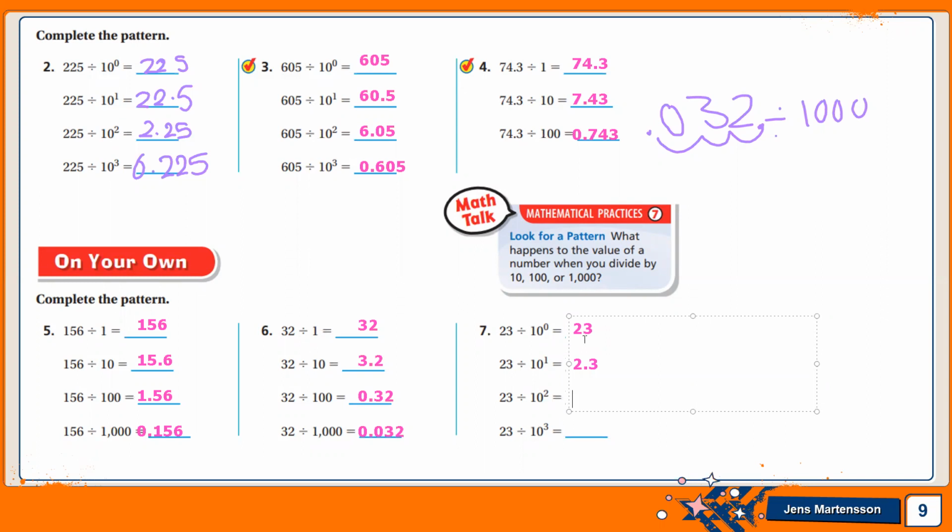23 divided by 10 squared. Thank you. And the last one. Here we have 23 divided by 10 cubed. Thank you.